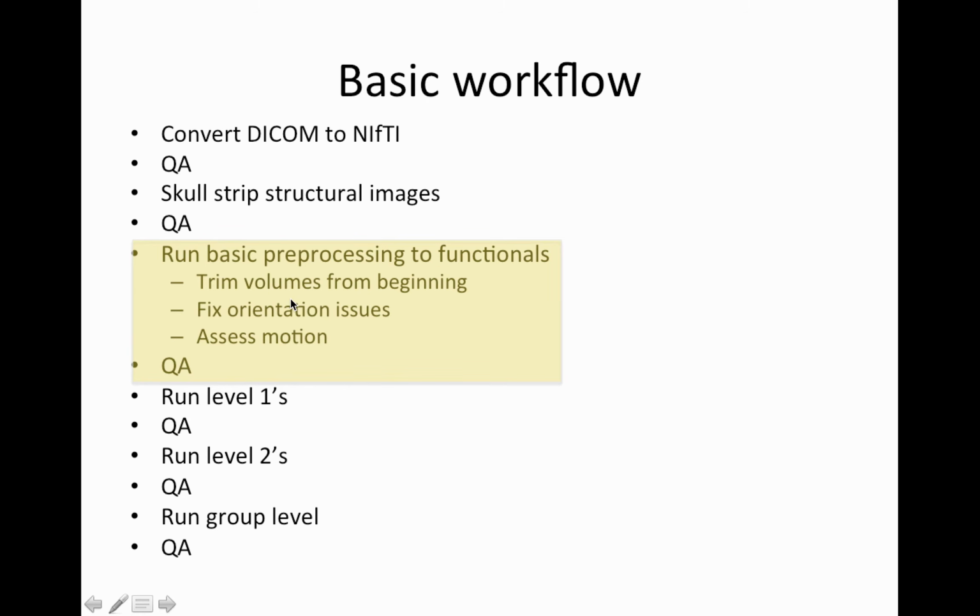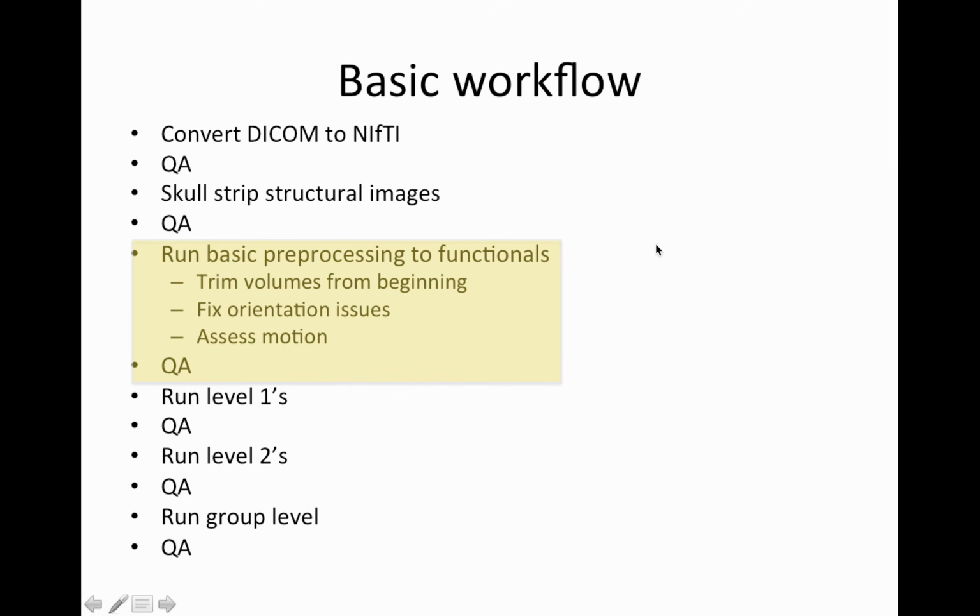So the things we're going to focus on with our functional data are trimming the volumes off from the beginning. This is going to vary scanner to scanner and even protocol to protocol. It depends on what you do at the scanner. So if you forgot, you need to backtrack and figure that out and maybe double check with whoever helps you run your scanner what you need to do. For example, even at UT, different people using the same scanner, some had to trim 5 volumes and some didn't have to trim any.